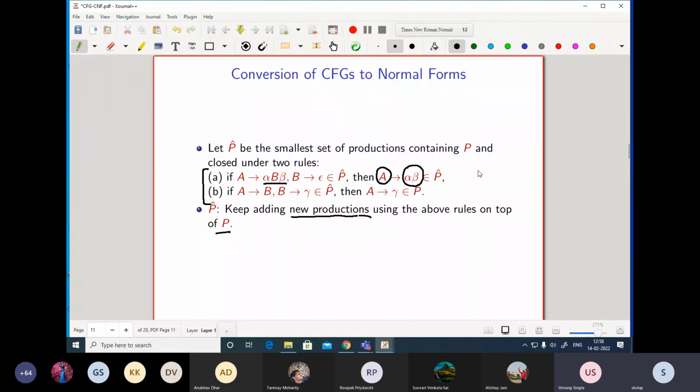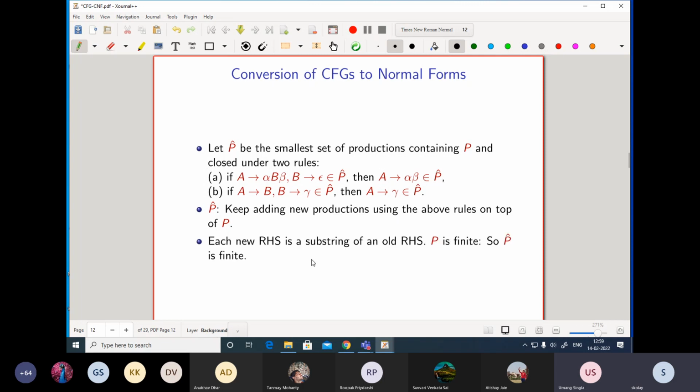Even if we go to later stages, we are only creating subsequences of an existing rule that was in P. So if you consider the right hand sides that are available in P, that's finitely many. So the number of subsequences of the right hand side will also be finitely many, and therefore this process will only lead to finitely many new productions. Each new right hand side is a subsequence of an old right hand side, and P is finite, so P hat will also be finite.